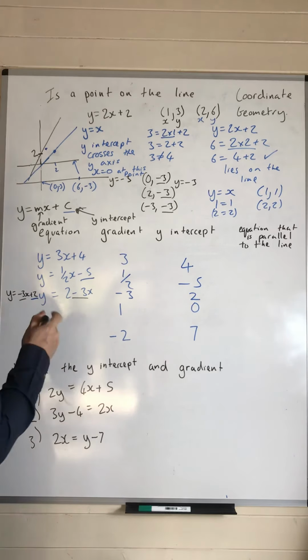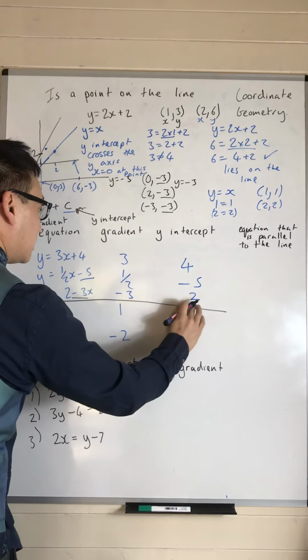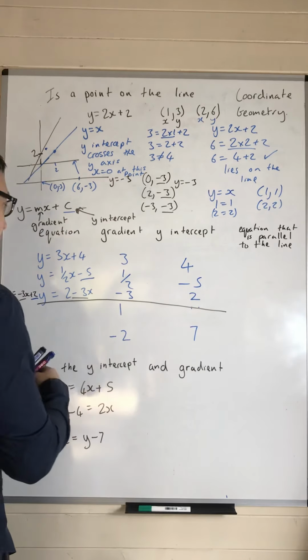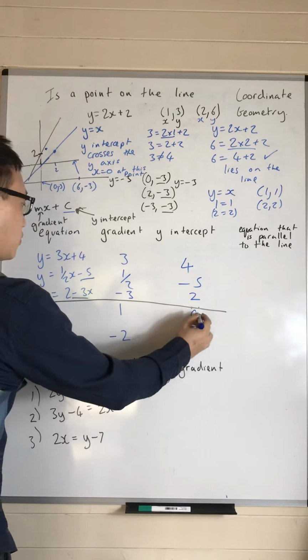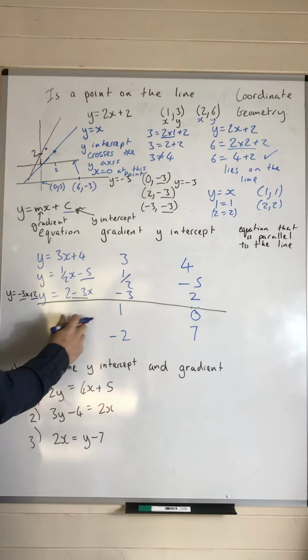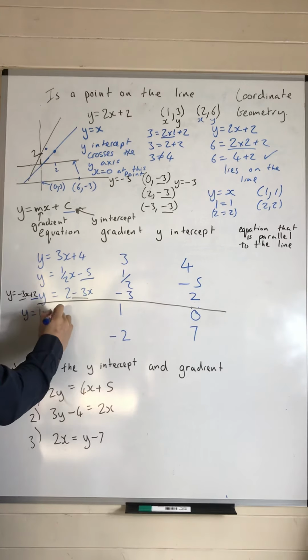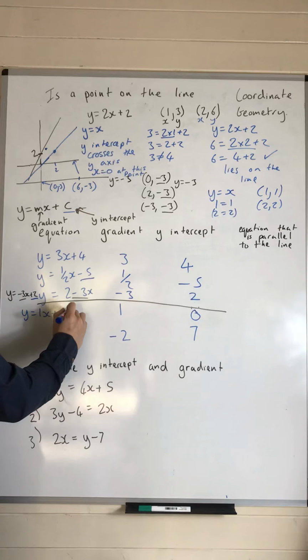I'll draw a line through here to break that up. That's a 0 here. Now this is working backwards. It says the gradient, and now you're trying to write the equation. Well, the gradient is 1. You're going to have y equals 1x plus 0. So simplified, that's just y equals x.